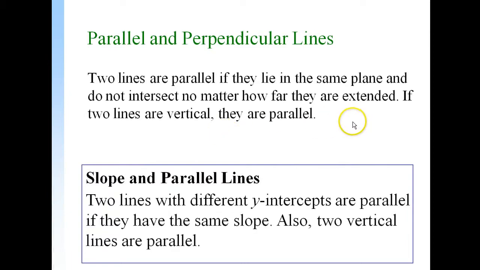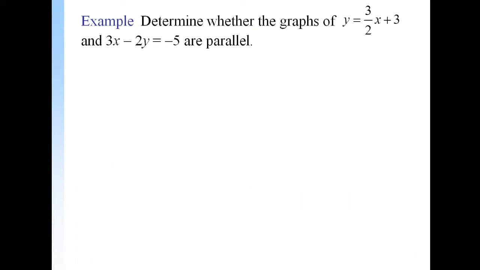Okay, parallel and perpendicular lines. I went through that with you a little bit in the beginning, but let's go and check it out here. So here they're asking us to determine whether the graphs are parallel or not. And how do we do that? Well, the strategy would be to put both equations in slope-intercept form. So this one is already. So our slope here is 3/2, and our y-intercept is 3.